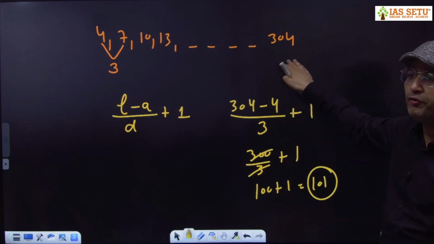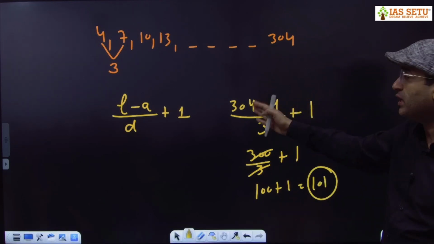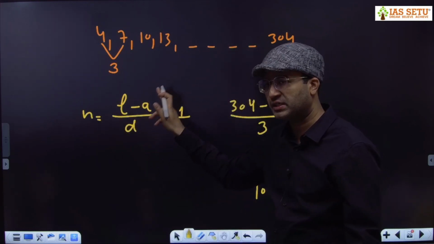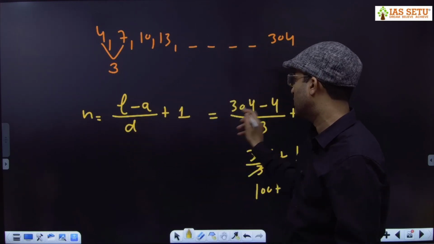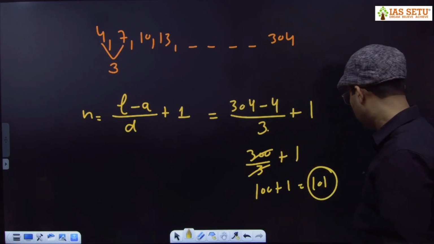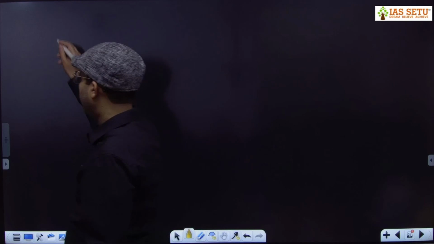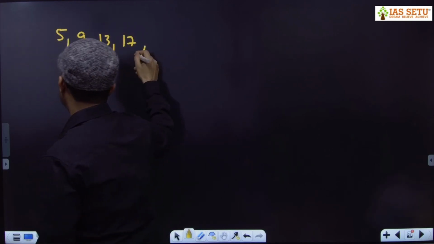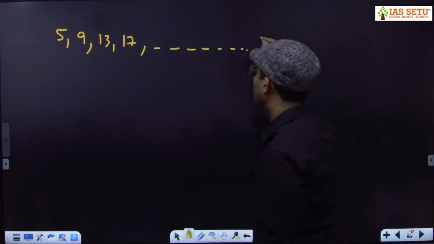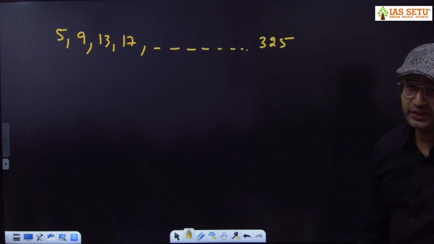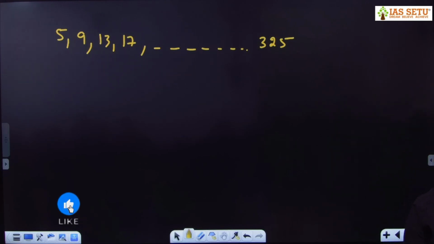So what is the value of n in this given AP? Number of terms. Number of terms is last term minus first term divided by common difference D plus 1. Last term minus first term divided by common difference 3 plus 1. You try 5, 9, 13, 17, up to 325. In this given AP, find out how many terms are there.